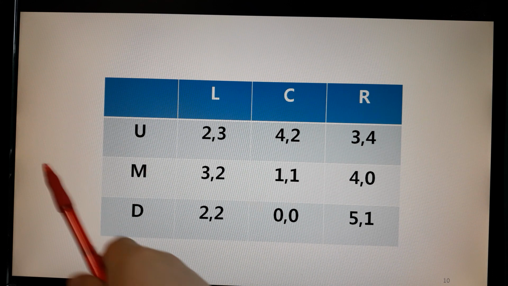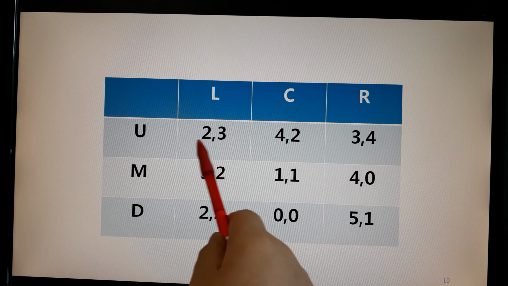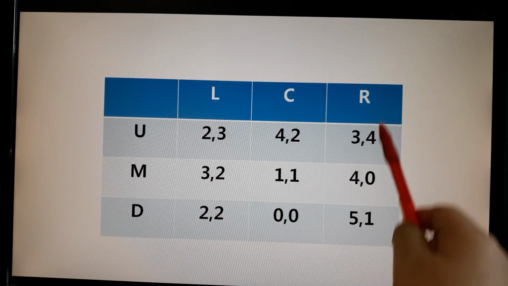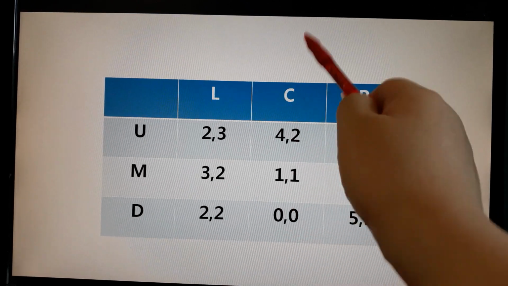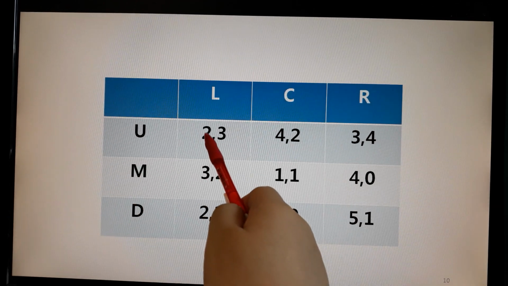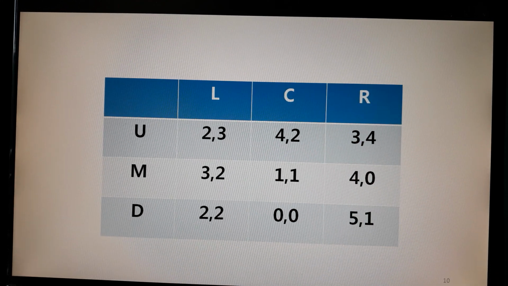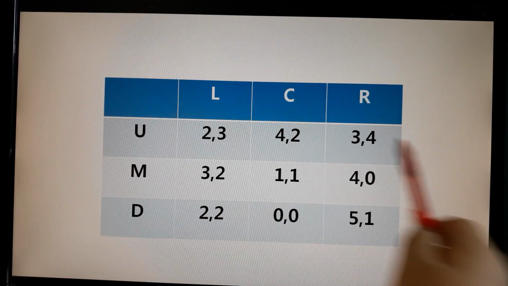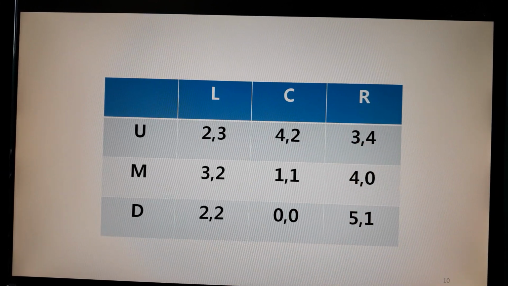Then what about Tom? He may be thinking about choosing U, then he may get 2 million if Bill chooses L and 3 million if Bill chooses R. Bill will never choose C. But then if Tom changed to M, 2 would become 3, 3 would become 4. Therefore, Tom is not likely to choose U, knowing that C would not be chosen.